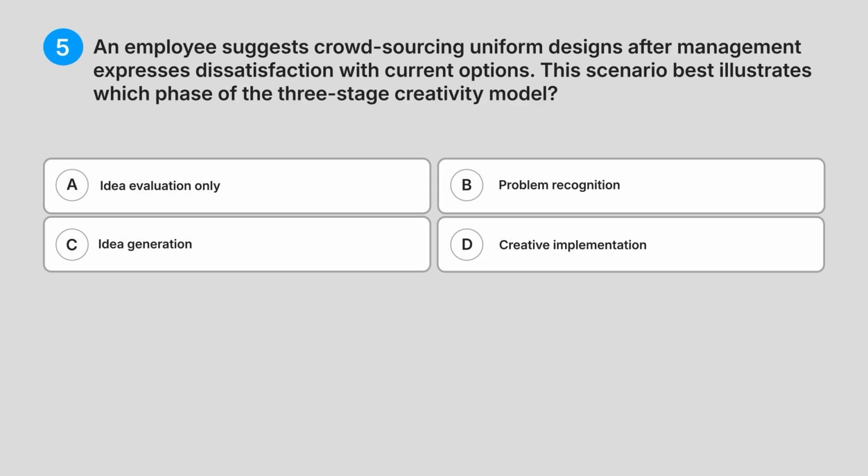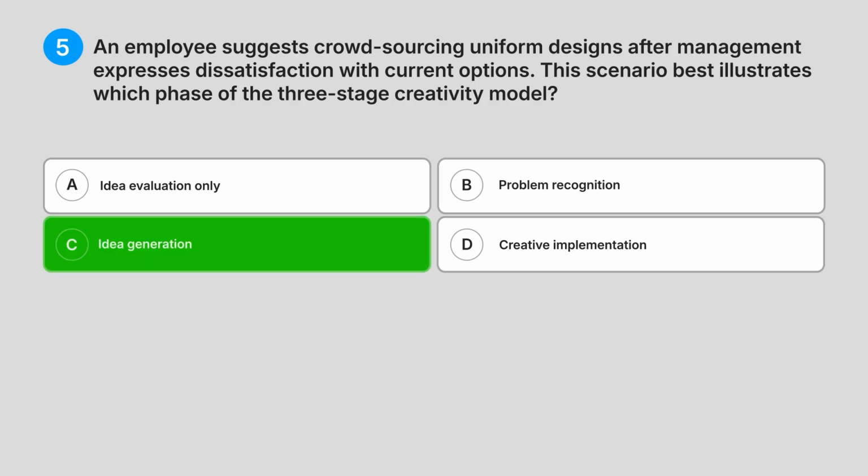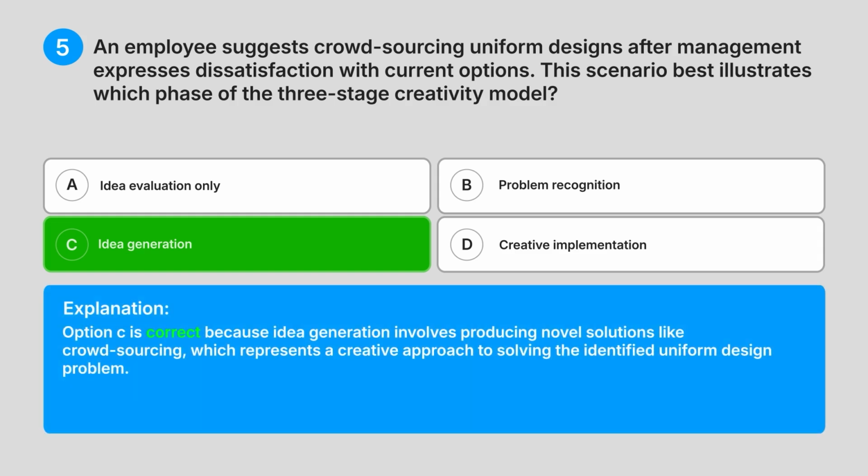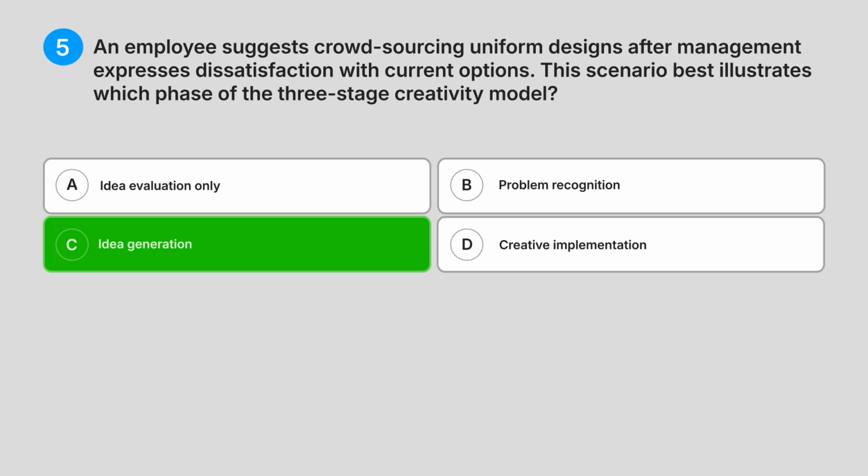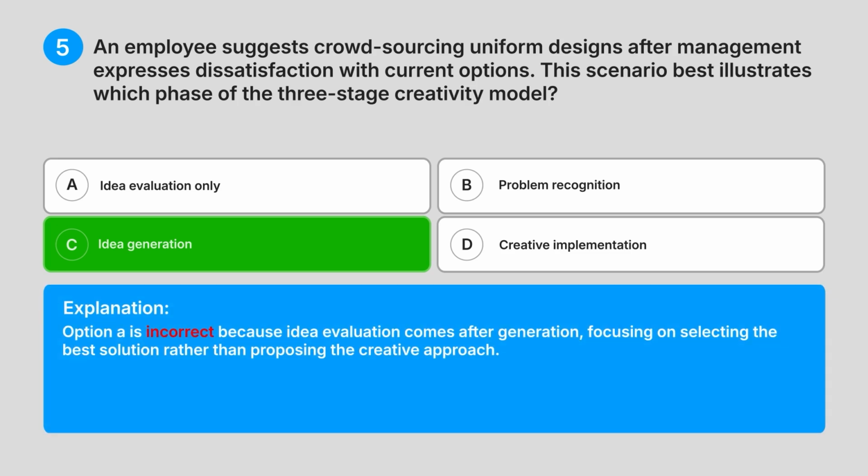Correct answer, C. Idea generation. Explanation. Option C is correct because idea generation involves producing novel solutions like crowdsourcing, which represents a creative approach to solving the identified uniform design problem. Option A is incorrect because idea evaluation comes after generation, focusing on selecting the best solution rather than proposing the creative approach.